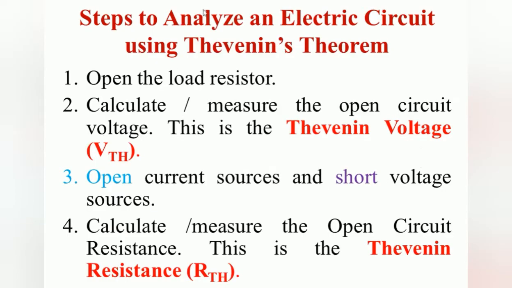Now let us see the steps we want to follow when solving a complex network using Thevenin's theorem. First we open the load resistor. That is, if the question asks for the voltage or current through a particular load resistance, initially we remove that load resistor. Then, after removing the load resistance, we calculate the voltage across the open terminals, which is called Thevenin's voltage, by applying mesh analysis or the voltage divider rule. This is the method for calculating VTH.